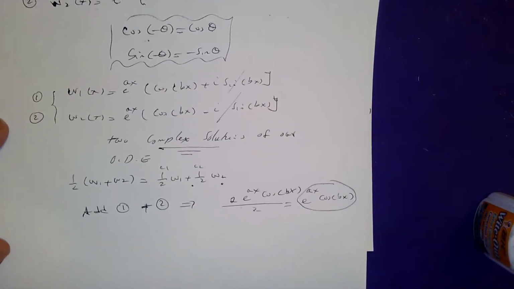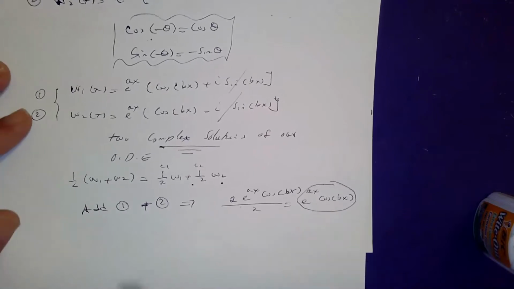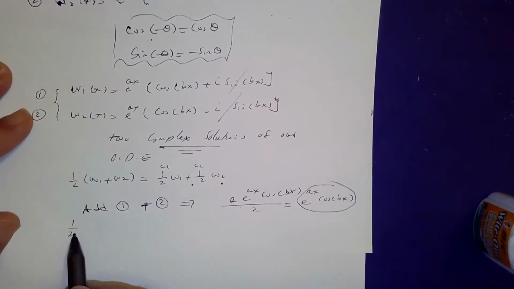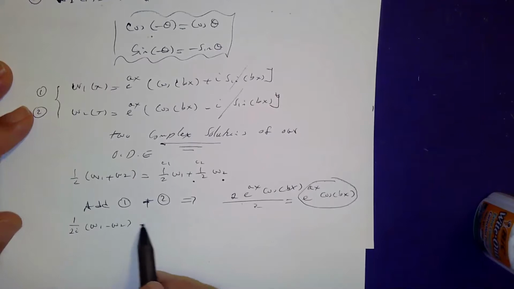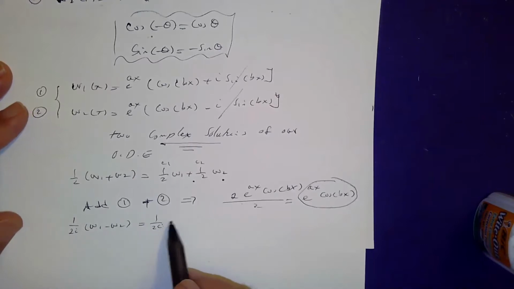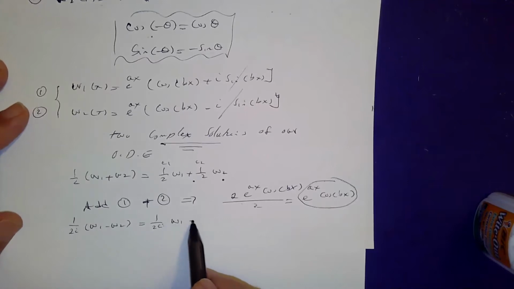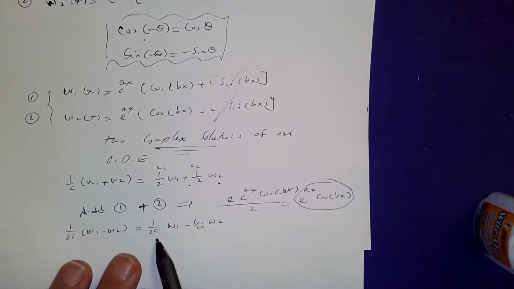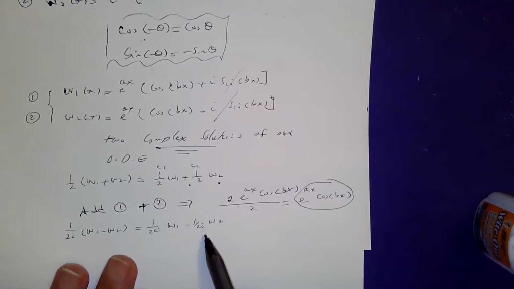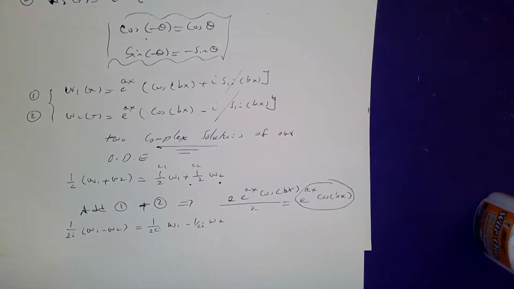But wait, I need 2 of these. That's just 1 out of 2. Next time, I'm going to take 1 over 2i. Then I'm going to subtract these guys. So in this case, my c's are complex numbers, which is a-okay. So my C1 is 1 over 2i. My C2 is negative 1 over 2i.